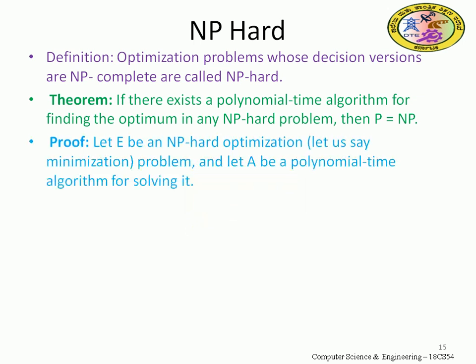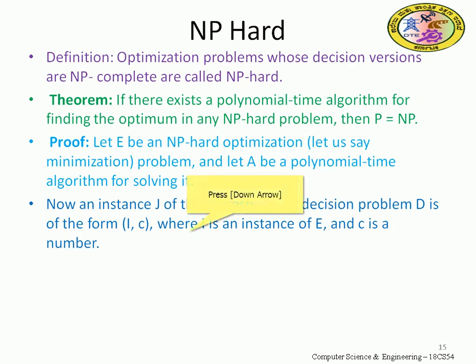So here is the proof. Let E be an NP hard optimization problem, let us say a minimization problem, and let A be the polynomial time algorithm for solving it. An instance J of the corresponding decision problem D is of the form I comma C, where I is an instance and C is a number.